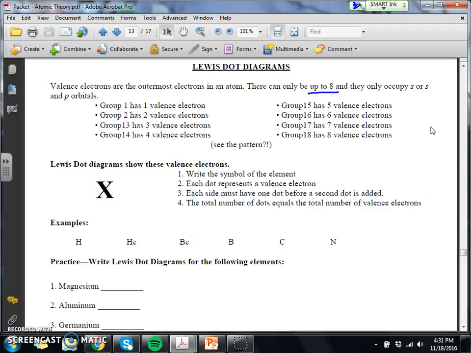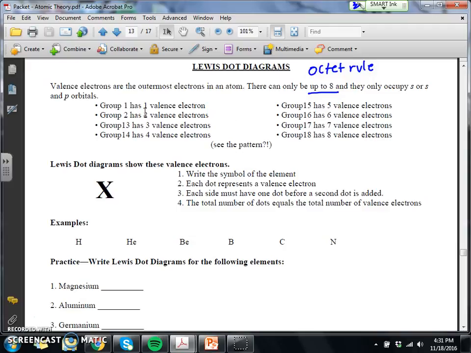And the valence electrons are only going to be in your s and p orbitals, okay? So you can have up to 8, and it's called the octet rule. Now, the way to draw a Lewis dot diagram, you first have to figure out the number of valence electrons.